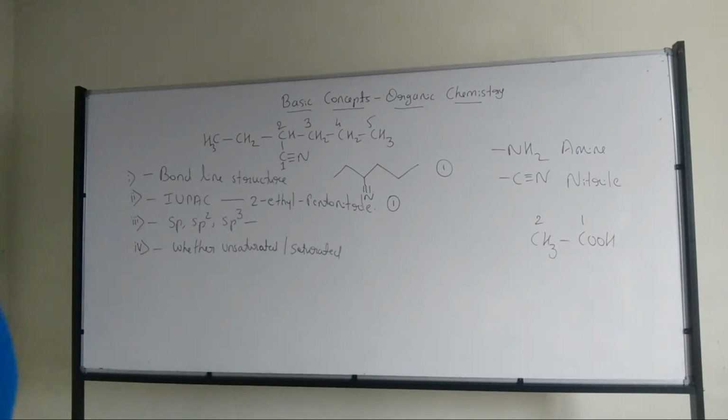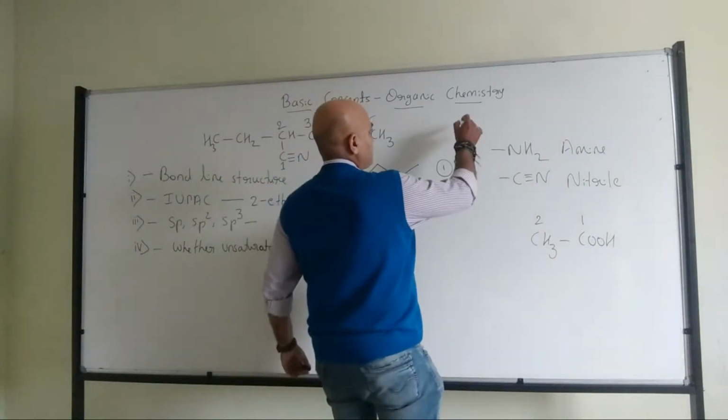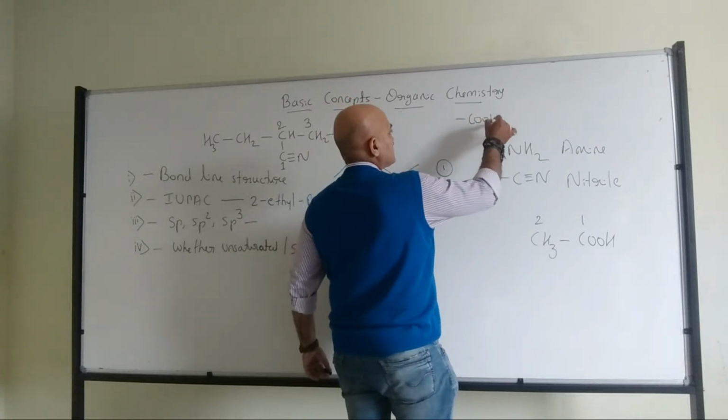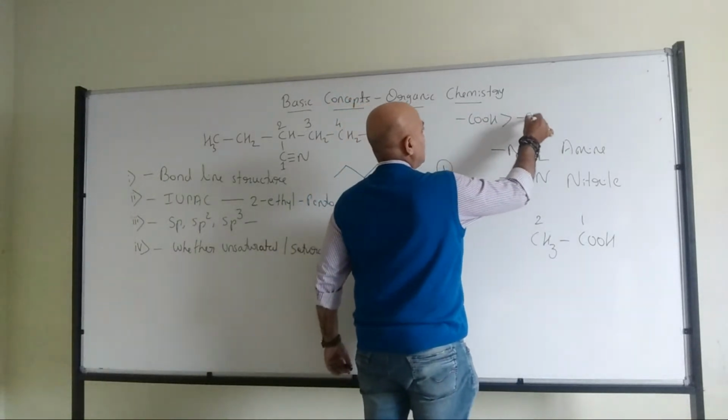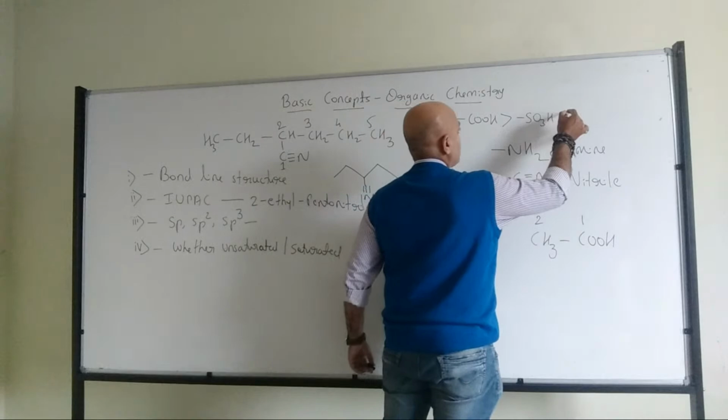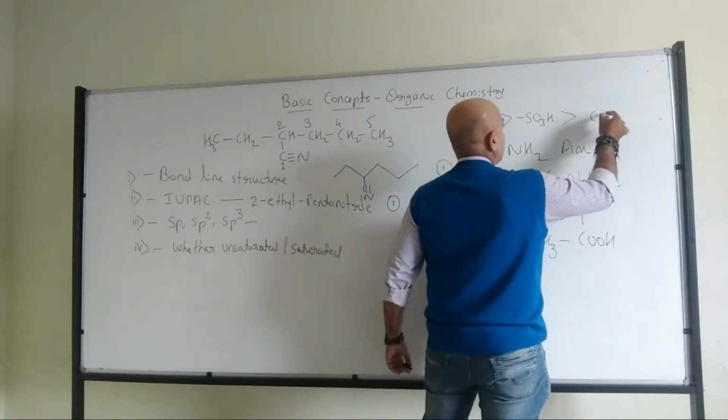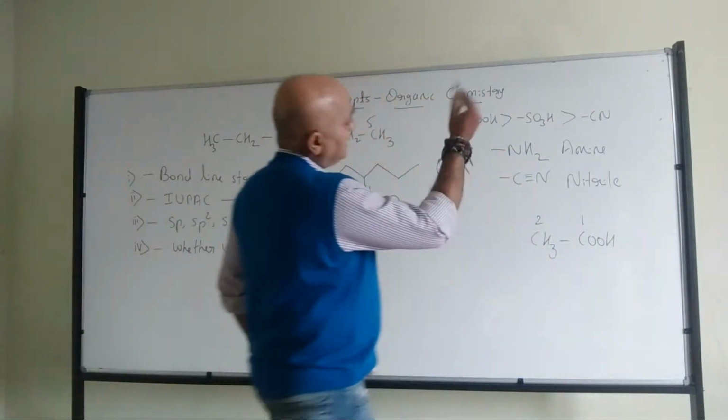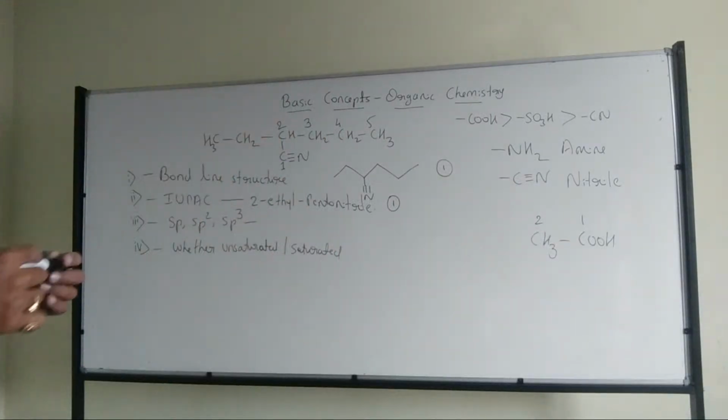What is the number of sp hybridized carbon? Please remember, first preference should be given to the carboxyl group. Then comes the sulfonic acid group. Then comes the nitrile group. Then the amino group, hydroxyl group, and so on. So that's how the preference list goes on.